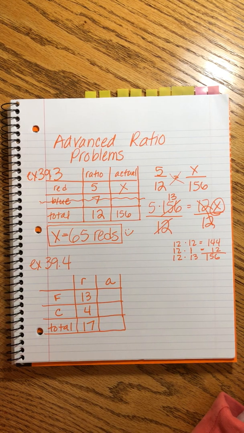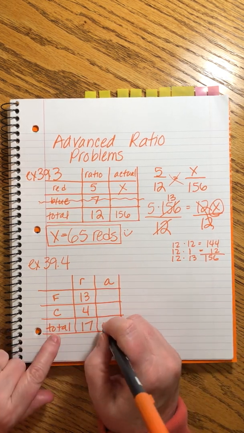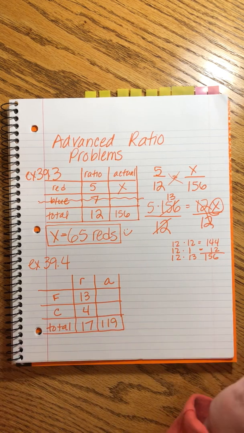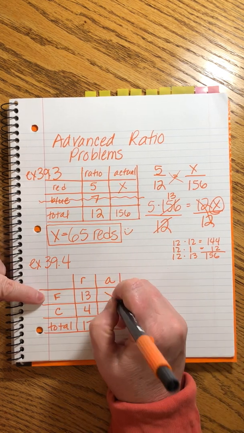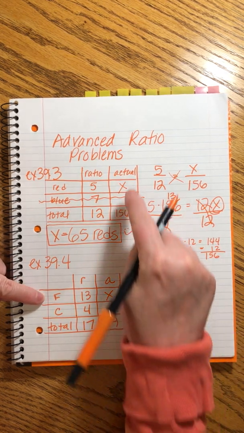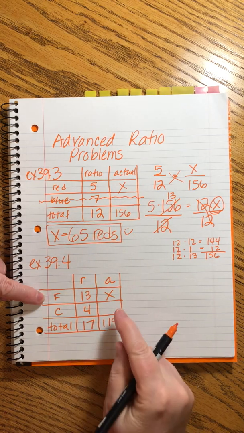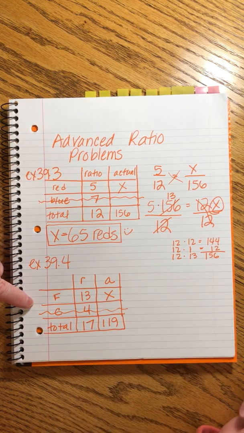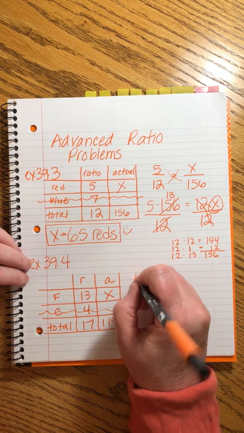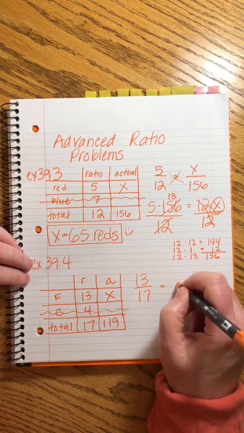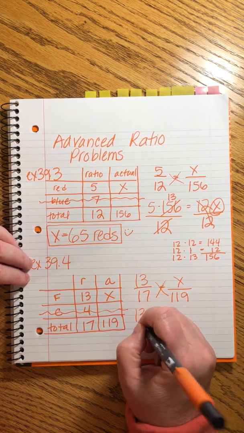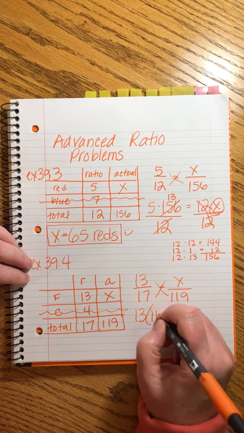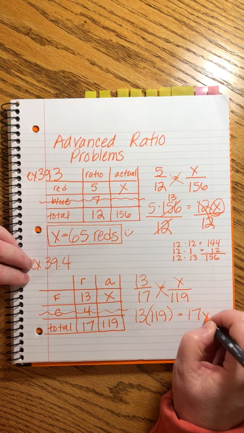If there were 119 fish and crabs in the sea cave, 119 is the actual number of both of them. How many were fish? There's the fish row, so I put the X there. In both of these examples, we're using the top row, but it doesn't have to be that way. It can be the second row just as easily. Doesn't matter. All right, we pull our numbers out. 13 over 17 equals x over 119. We cross multiply. 13, I'll use parentheses this time, times 119 equals 17x.